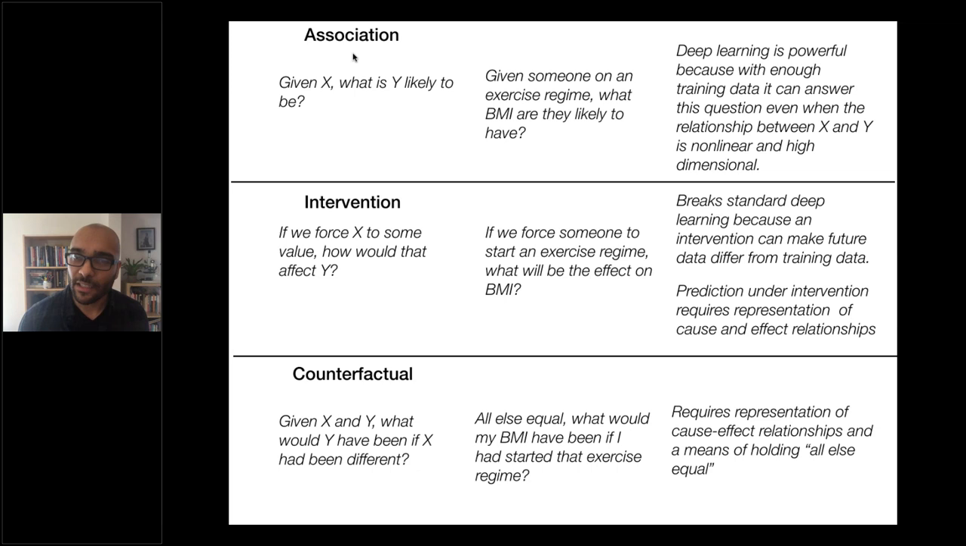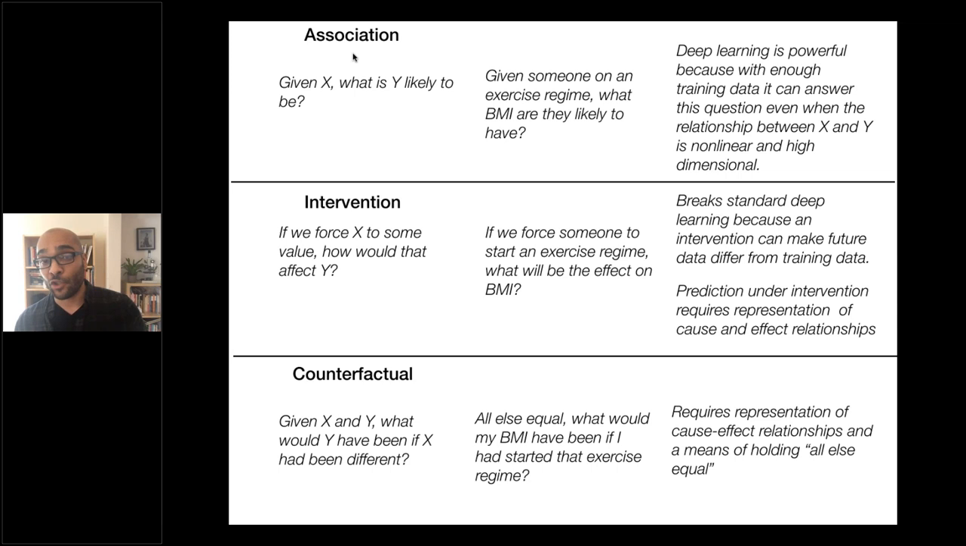But things start to get a bit tricky when we move into the area of intervention. This is to say, if we force X to some value, how would that affect Y? Again, if we were to force somebody to start an exercise regime, say in a clinical trial, what would be the effect on BMI? This is different from just observing whether or not somebody is exercising and seeing what their BMI is. This can break models like standard deep learning, because it's changing the data generating function. It's changing the probability distribution from what it was in the training data to what it is now to generate new data.